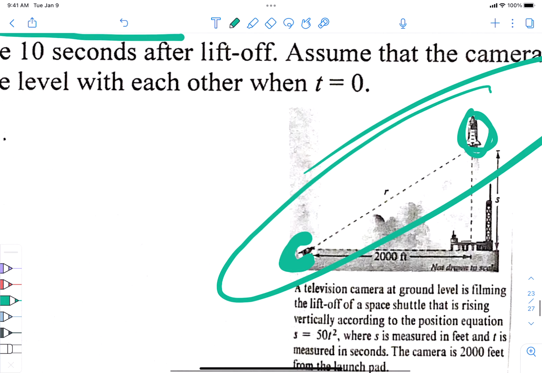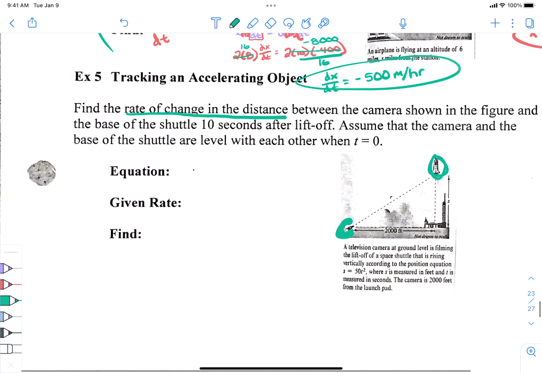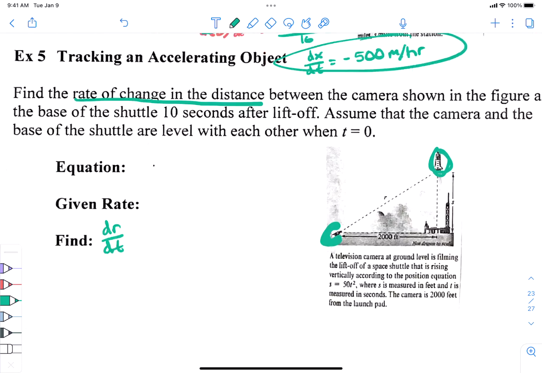What is his rate of change represented as? If this length is r, what's the rate of change of that? What variable do we use? dr/dt. The rate of change will be dr/dt. It's the rate at which r is changing with respect to time. Find dr/dt. That's what we are finding.